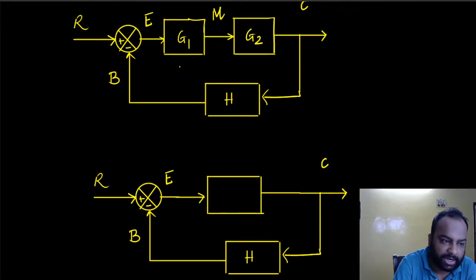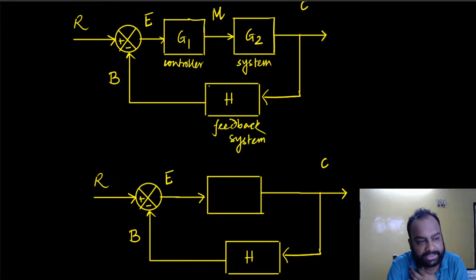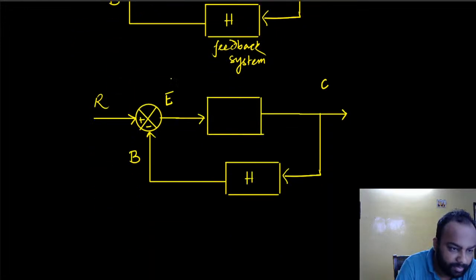The controller, this is the controller, this is the system, rather this is the control elements, the controlled system, this is the feedback system, rather feedback elements or sensor elements, whatever you want to call it, reference input, feedback signal, controlled output, manipulated variable, and actuating error signal, right?